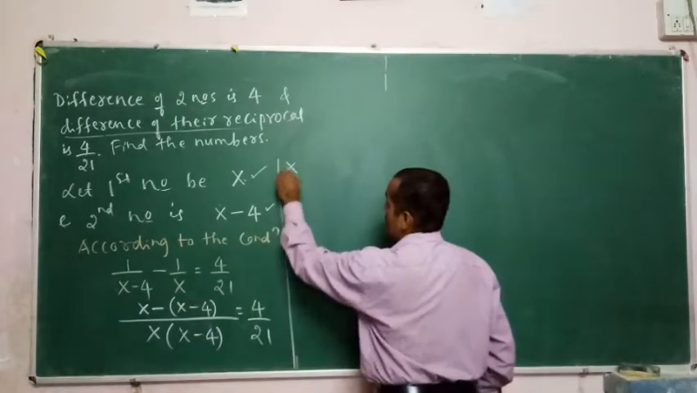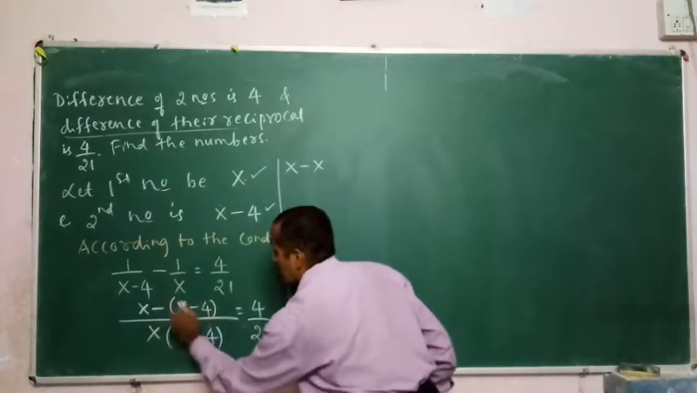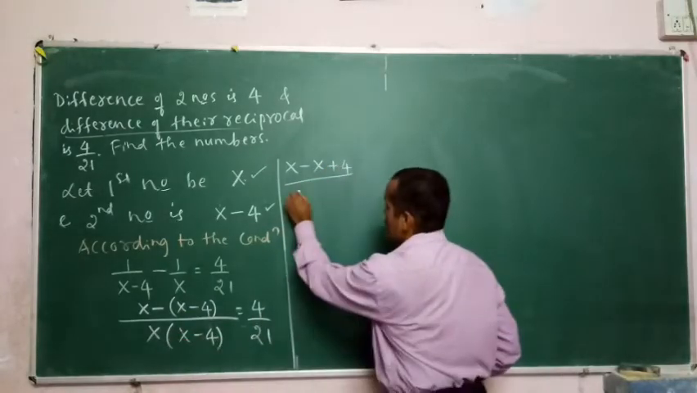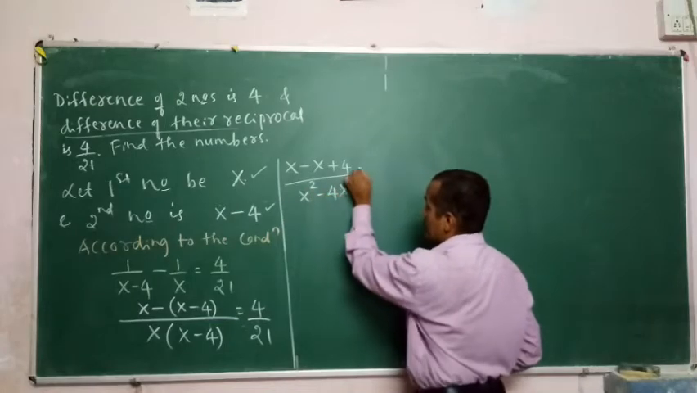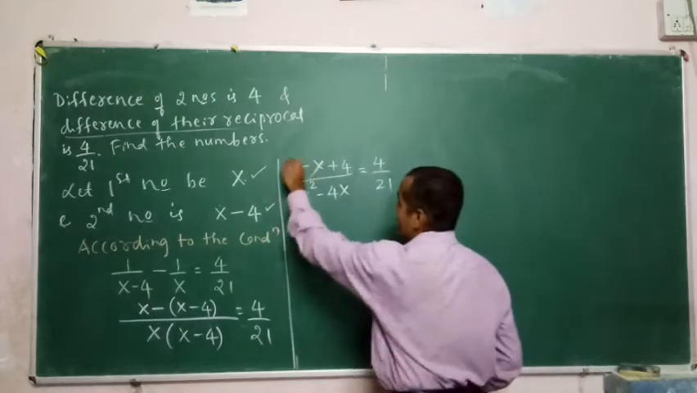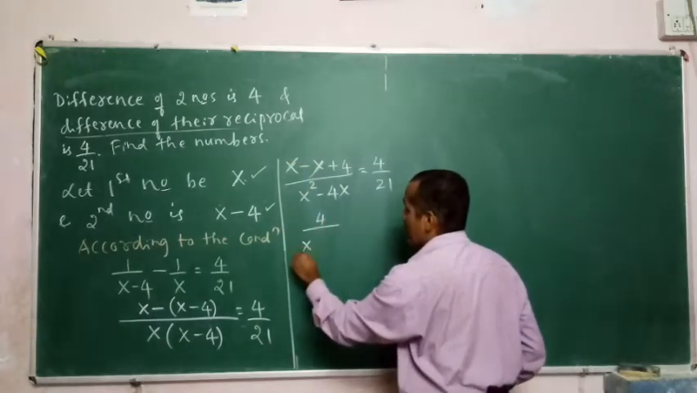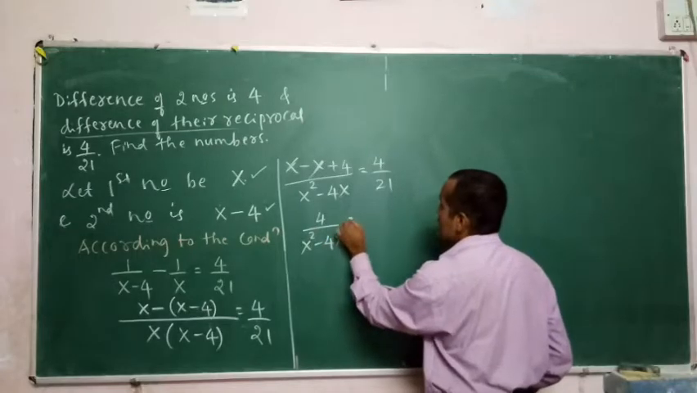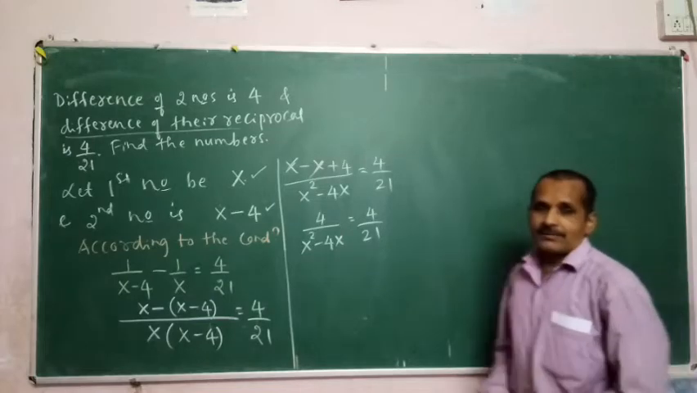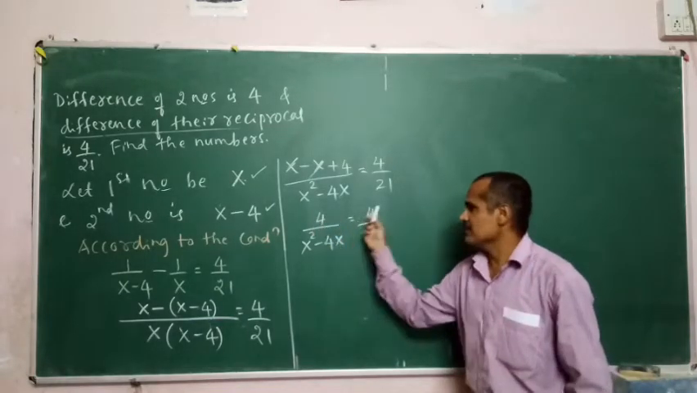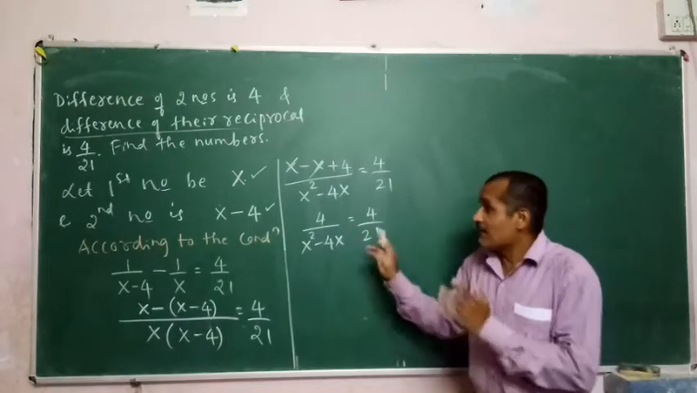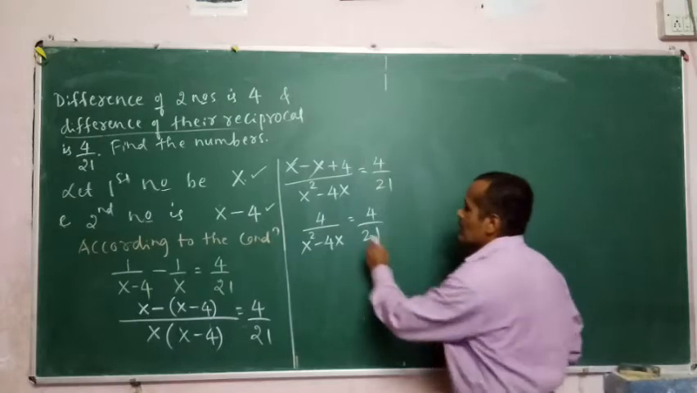Now open the bracket. X minus x plus 4 divided by, open the bracket, x square minus 4x is equal to 4 by 21. X gets cancelled. 4 divided by x square minus 4x is equal to 4 by 21. Okay? I can cancel 4 and 4, but many of you may not understand if I cancel directly. So I will cross multiply.